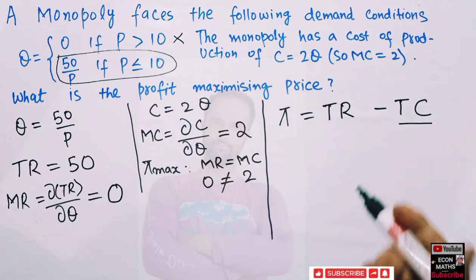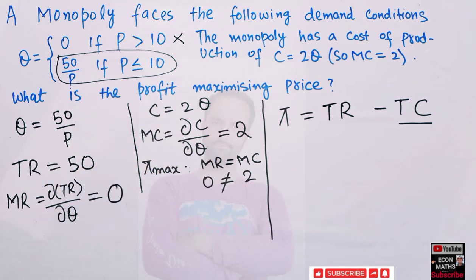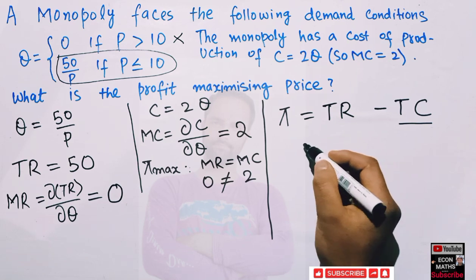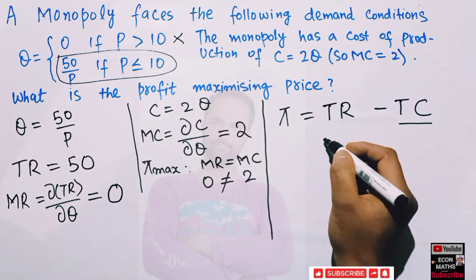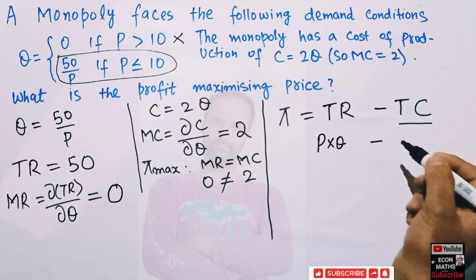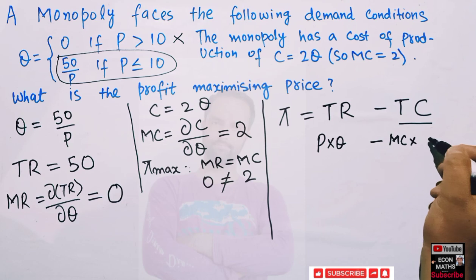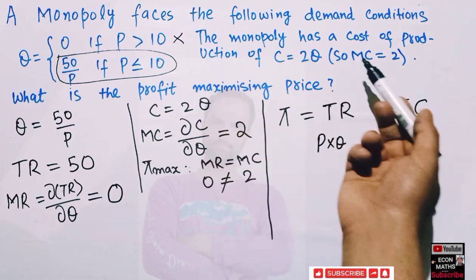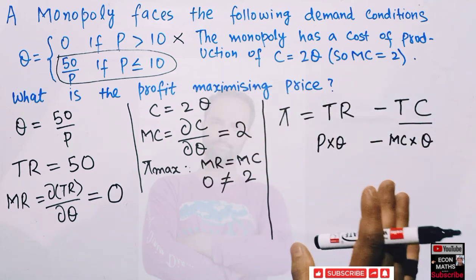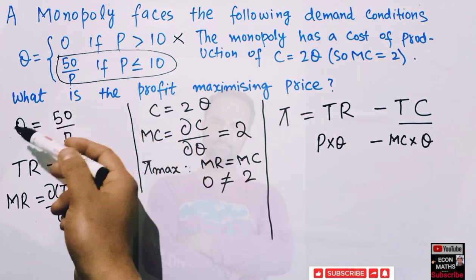profit. Now we are given Q is equal to 50 upon P. So what is our total revenue? Total revenue is given by P into Q. And what is total cost? Total cost is marginal cost times quantity produced. Obviously we are assuming that there is no fixed cost involved here. Now let's concentrate here.